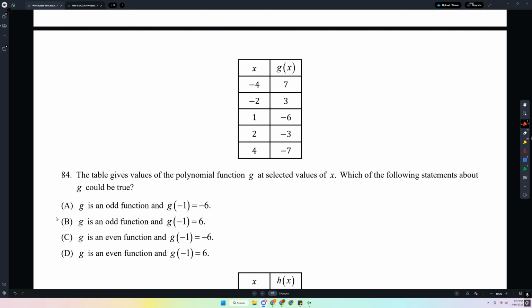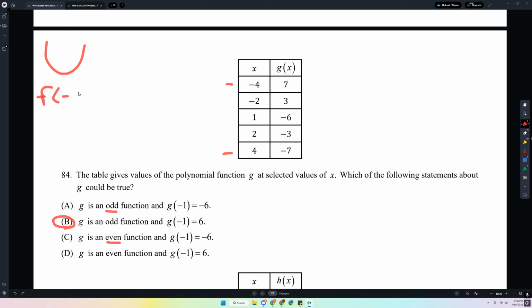The answer is B. And the reason for this is we're gonna first figure out if it's an odd function or an even function. So we're gonna look at 2 similar pairs of coordinates. So we're gonna look at -4 and 4. And if we remember, an even function looks like this. So that means if we plug in, let's say, f of negative x, right?